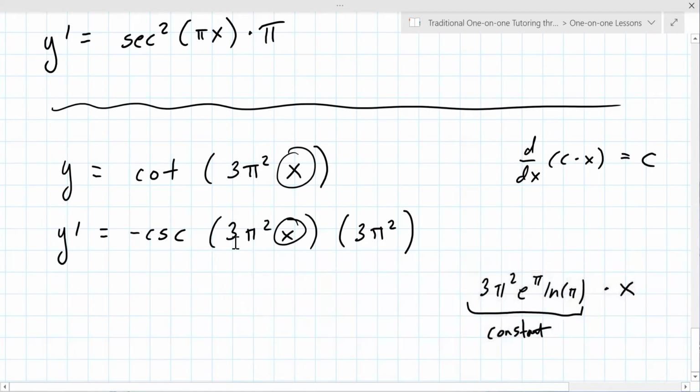But they do this to see if you're paying attention. Oh, it looks like power rule, but it's not, because it's just a constant.